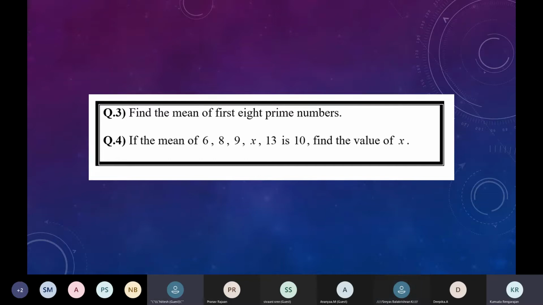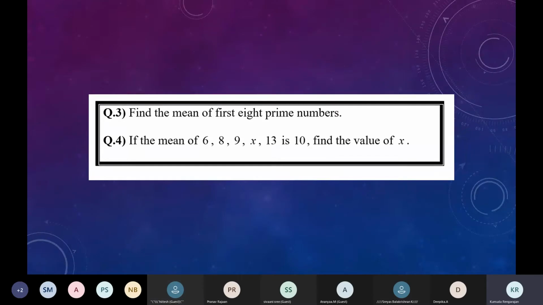Okay, what about 11? Prime number. 13? Prime number. 17? Prime number. Yes, these are the first 8 prime numbers.